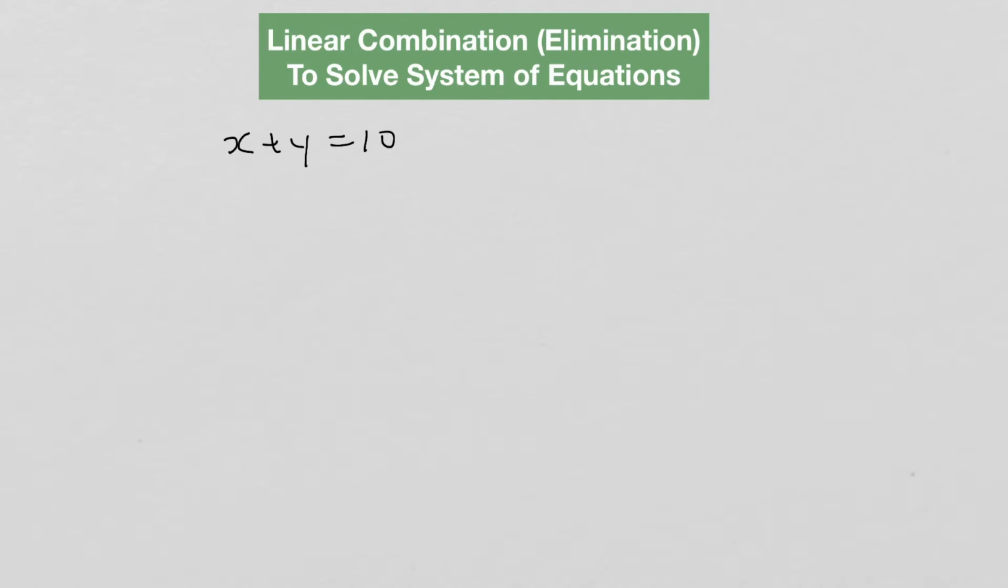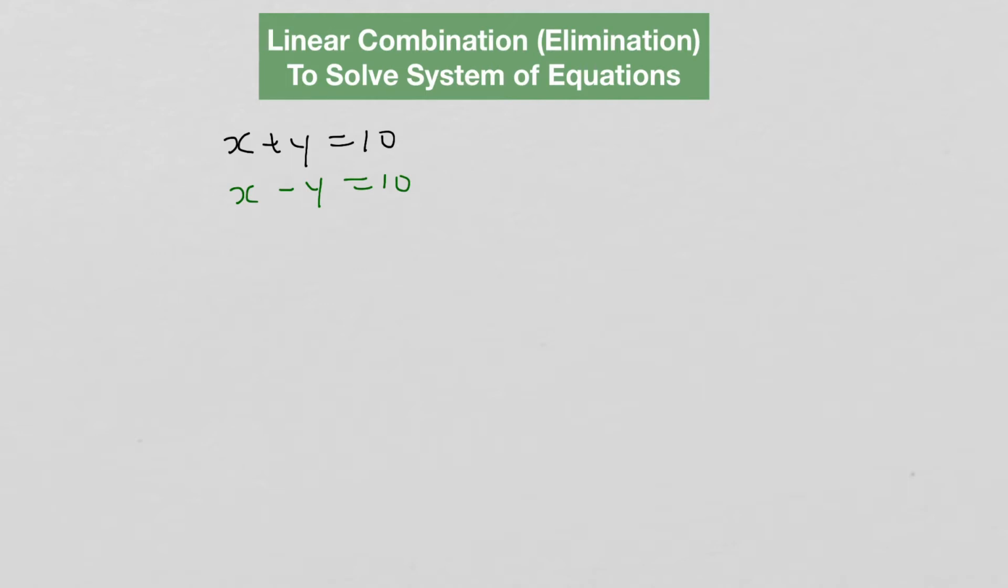And then we have a second equation, x minus y is equal to 10. The linear combination method is very effective when you have a set of equations such as this, where eliminating, quote unquote, a variable makes it very straightforward. And here's what I mean.